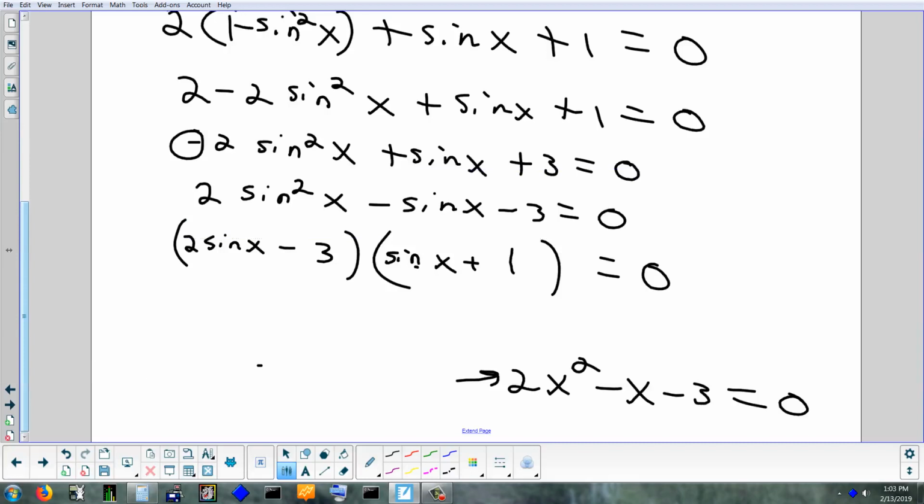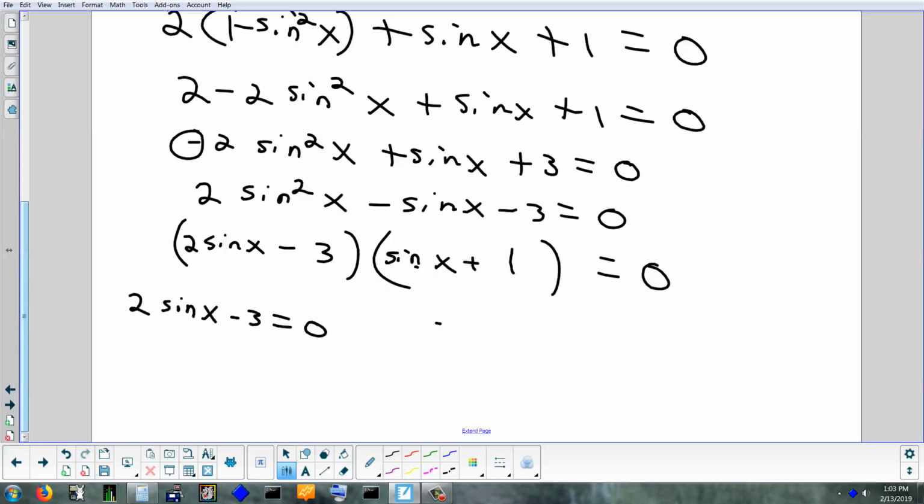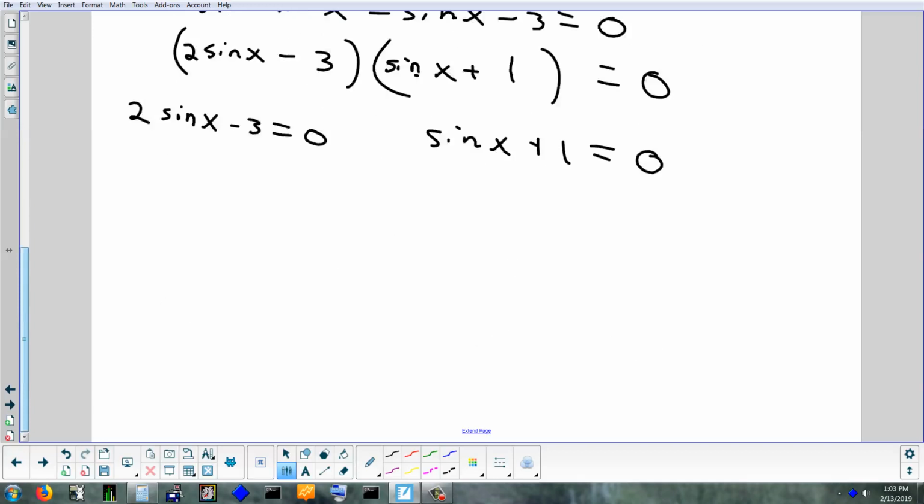Now we factored it. What do you do with each one of those factors? Yeah. Set them equal to 0. Yep, set them both equal to 0. Right, so we've got 2 sine x minus 3 equals 0. Sine x plus 1 equals 0. And now get sine by itself in each one of them. I mean, eventually you want x by itself, but just start with sine. What would sine x equal here if you move the 3 and the 2 to the other side? Yep. 3 halves.